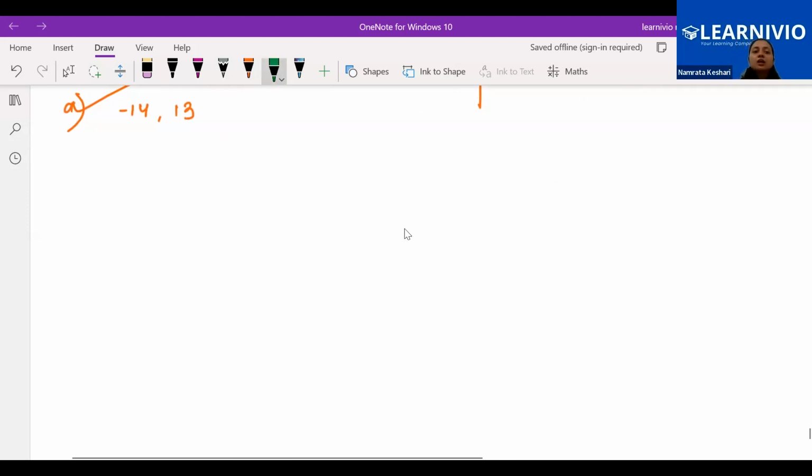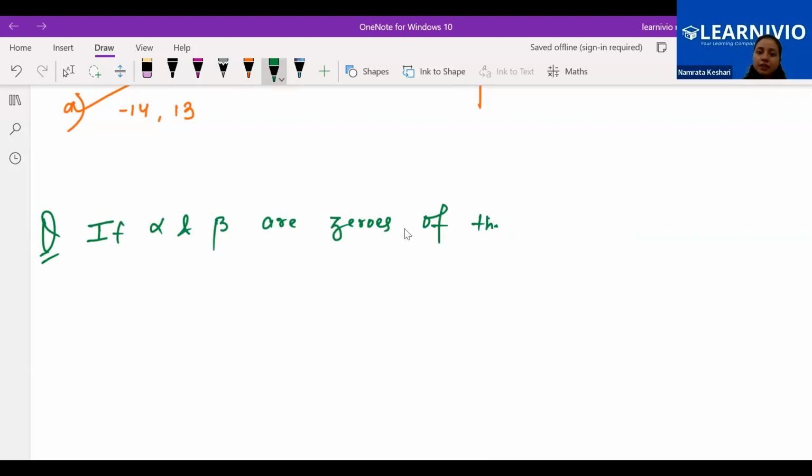Okay, no worries. So here, question number 12, which we were discussing in the previous class. If that is not clear, let me explain it one more time, what exactly we have to do here. So again, I would write the question: if alpha and beta are zeros of the quadratic polynomial f of x is equal to 2x square minus 5x plus 7.